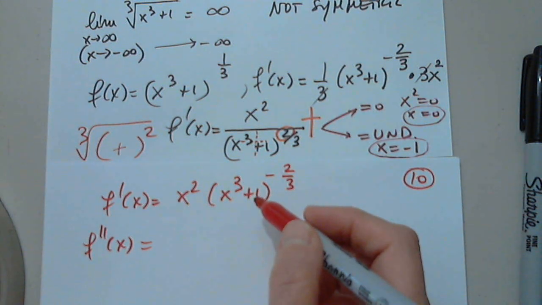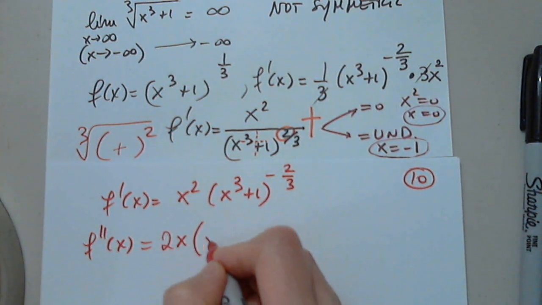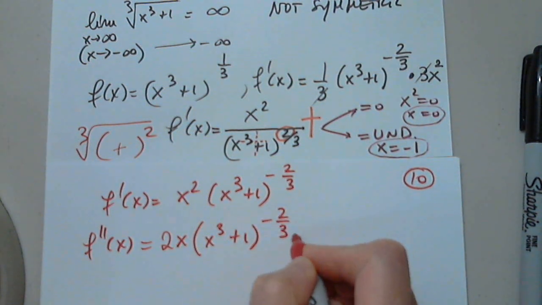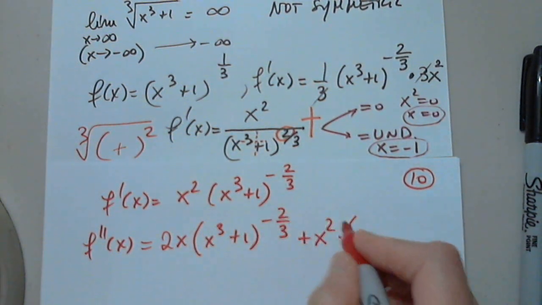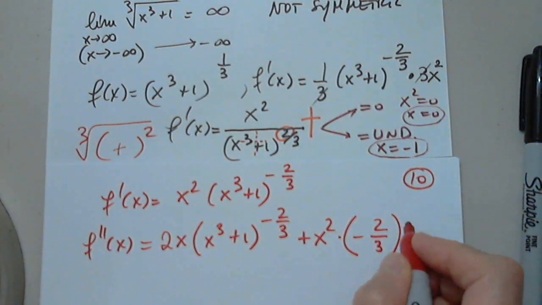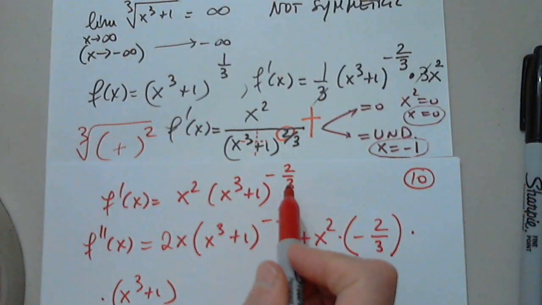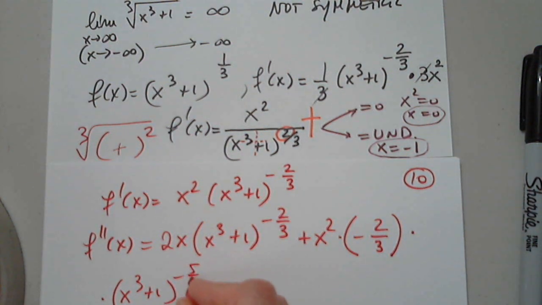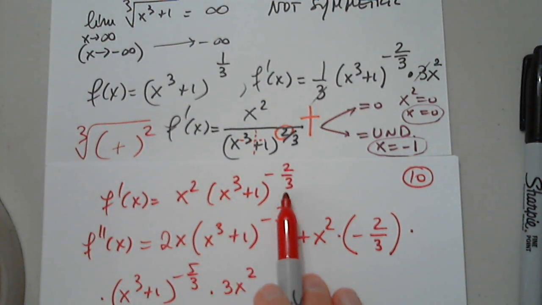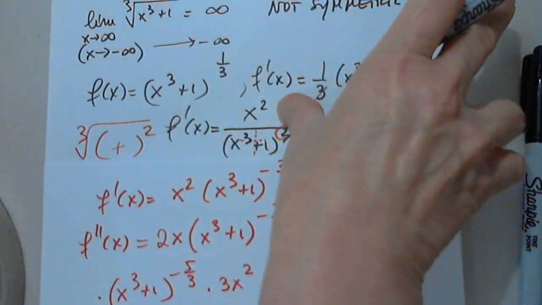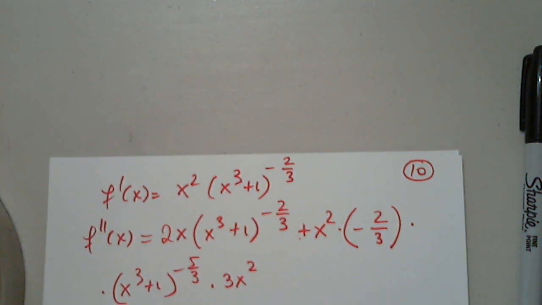To differentiate this, I have 2x times (x cubed plus 1) to negative 2/3, plus x squared times negative 2/3 times (x cubed plus 1) to negative 2/3 minus 1, times the inner function prime. Okay, one more time. 2x, that's correct. This is plus x squared, negative 2/3 minus 1. Yes, negative 5/3, times the inner function prime, 3x squared. Okay. Good.